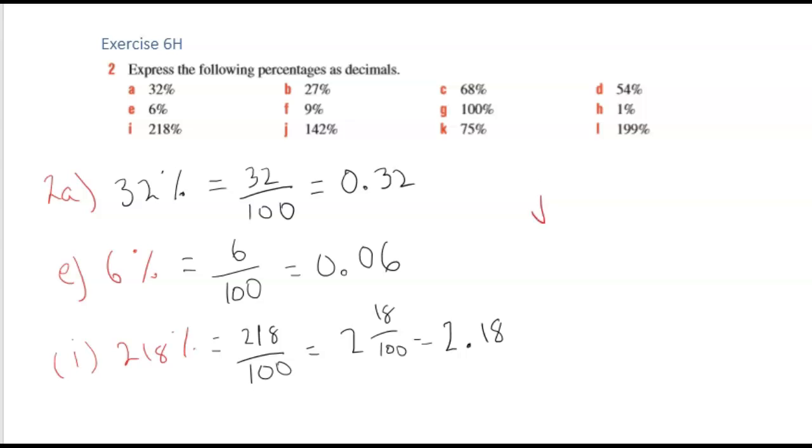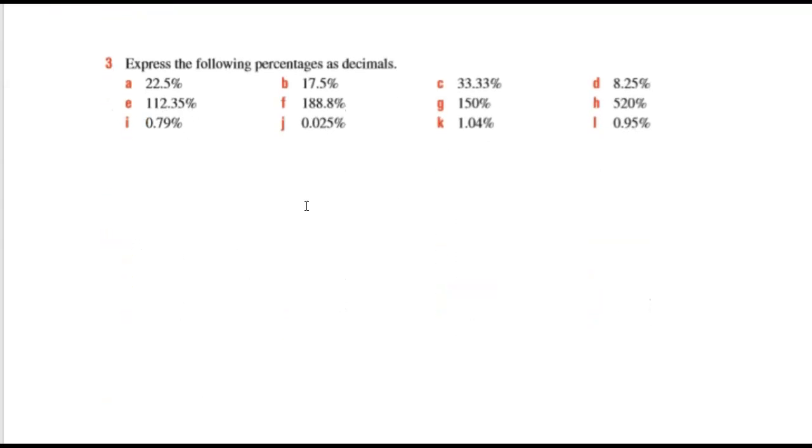And then J, very similar. We've got 142%. We're going to write that as 142 over 100. Now we've got 1 full 100 that can fit into that, and then we've got 42 left over. So we've got 1 and 42 hundredths, so 1.42. I don't think I need to do any more because they're all pretty much the same. So let's move on to the next question.